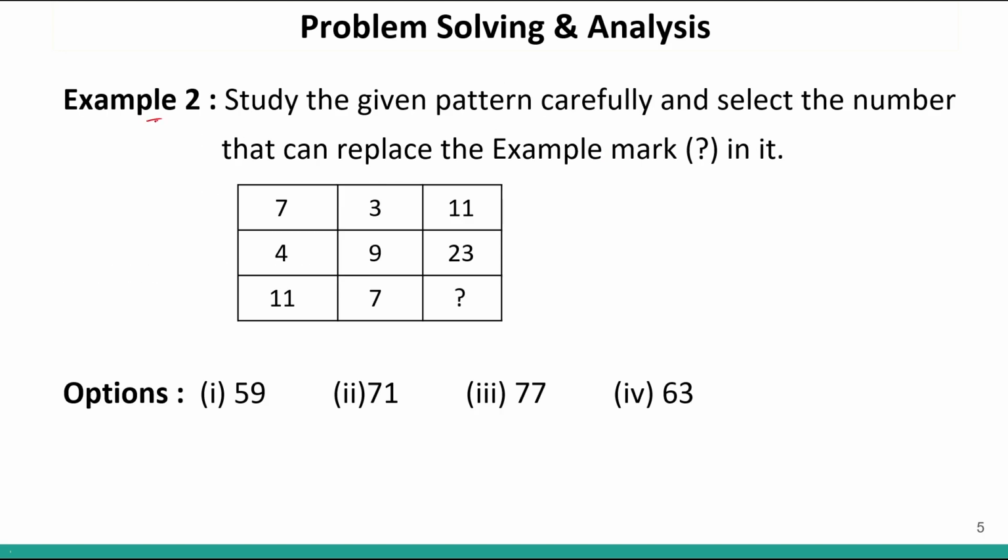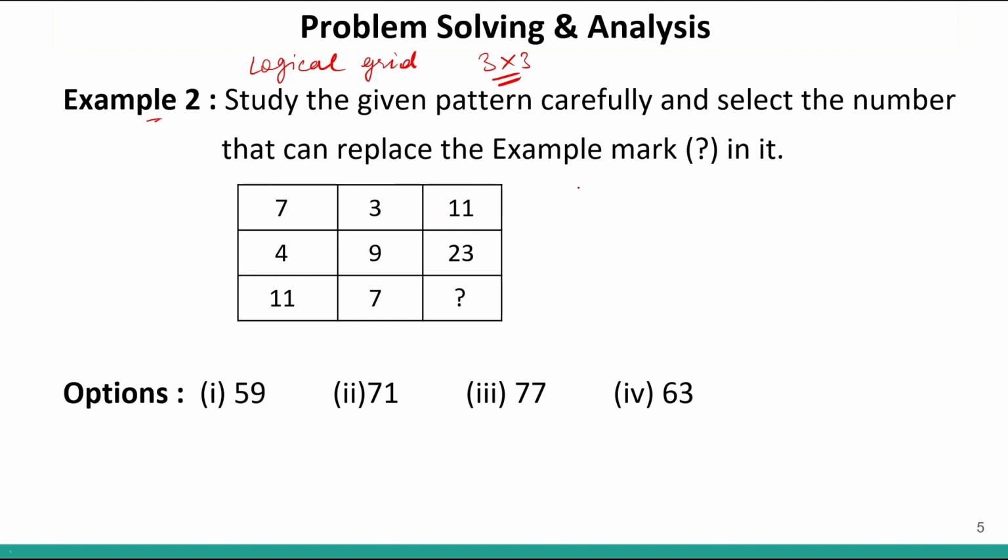Now, example number 2. We are given a logical grid of 3 into 3. That means 3 rows and 3 columns. Now, 7, 3, 11, 4, 9, 23, 11, 7 and we have to find this missing term. So over here I can see that this term is slightly bigger than this term. These two terms, right? So maybe certain operations are being carried on these two terms first to obtain the third term. So this is how you figure out questions on logical grids.